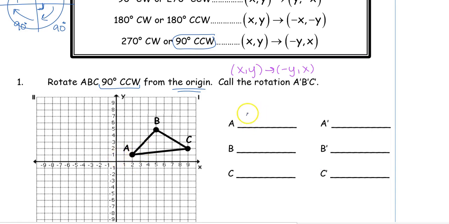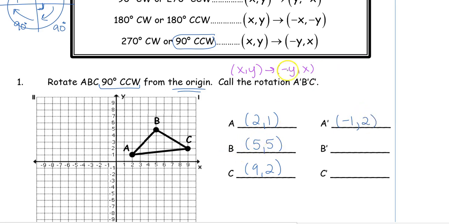So A is at (2, 1), B is at (5, 5), and C we're going right 9 up 2, which puts us at (9, 2). So x is the first number, y is the second number. What this tells me is I want to move the y first and then I want to negate it. So since my y is a 1, I'm going to negate that and make it a negative 1, and then I just move the x to the second spot.